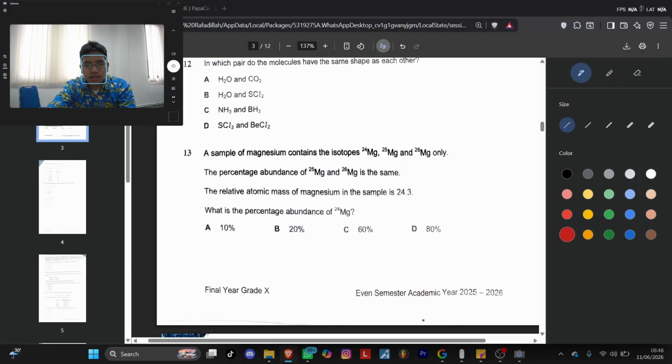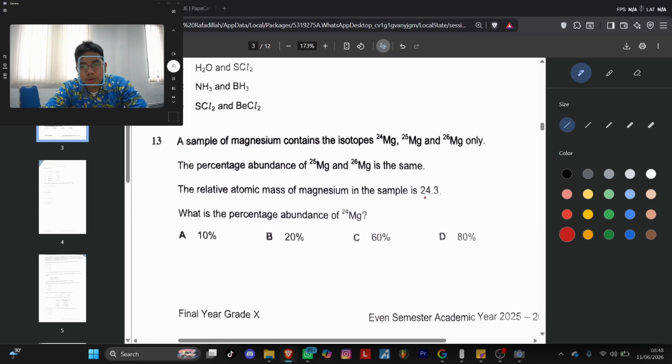That's how the next question goes. A sample of magnesium contains only the isotopes 24 Mg, 25 Mg, and 26 Mg. The percentages of abundance of 25 Mg and 26 Mg are the same. The relative atomic mass of the magnesium in the sample is 24.3. What is the percentage of abundance of 24 Mg?